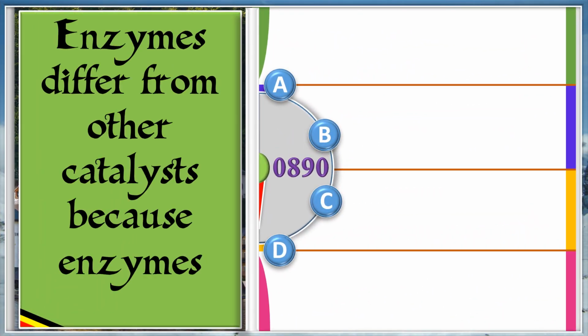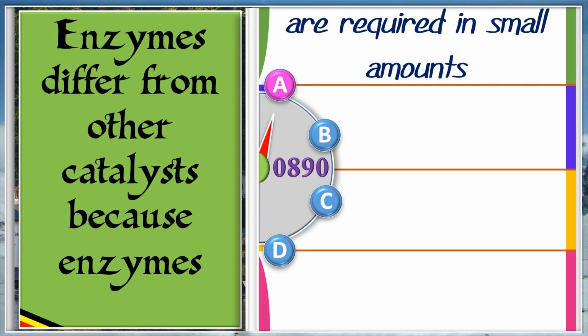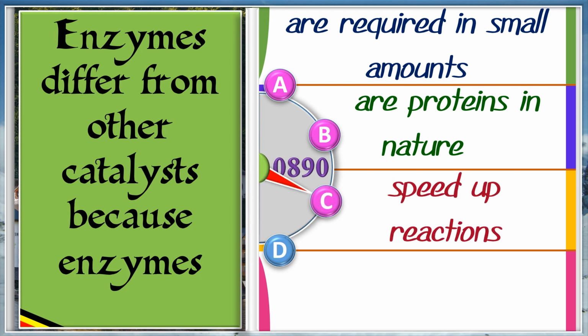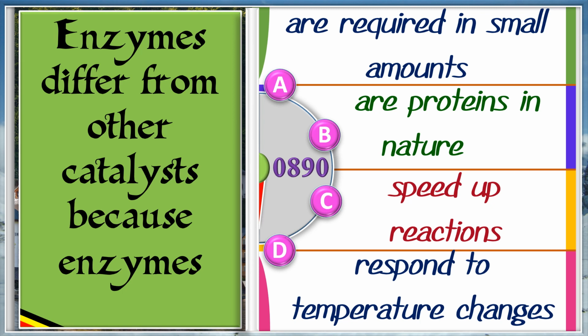Enzymes differ from other catalysts because enzymes: A. Are required in small amounts. B. Are proteins in nature. C. Speed up reactions. D. Respond to temperature changes. And the answer is B. Are proteins in nature.